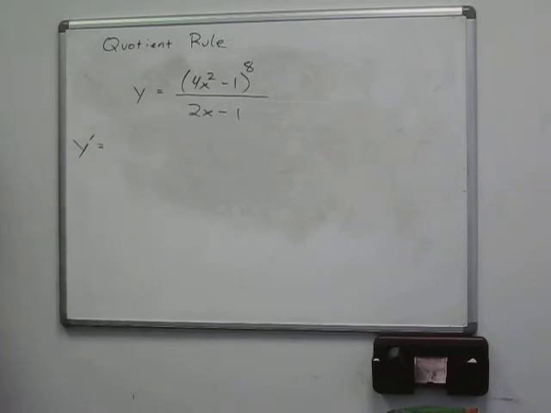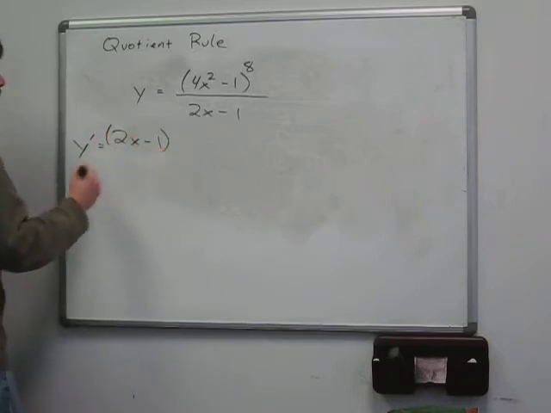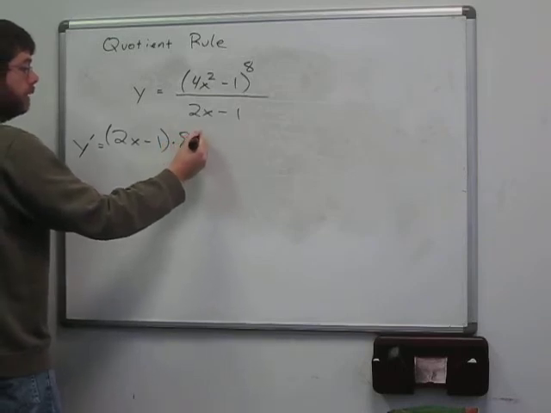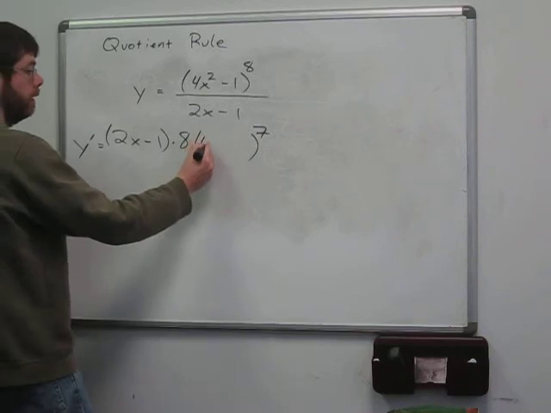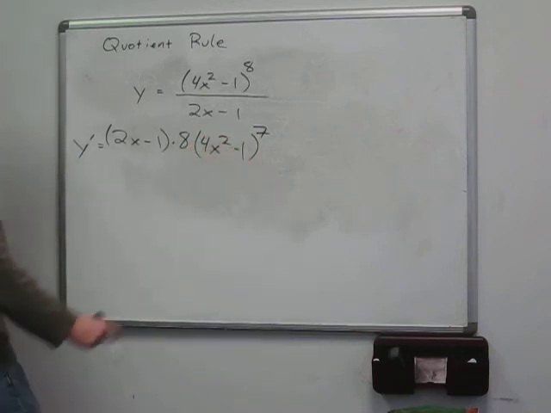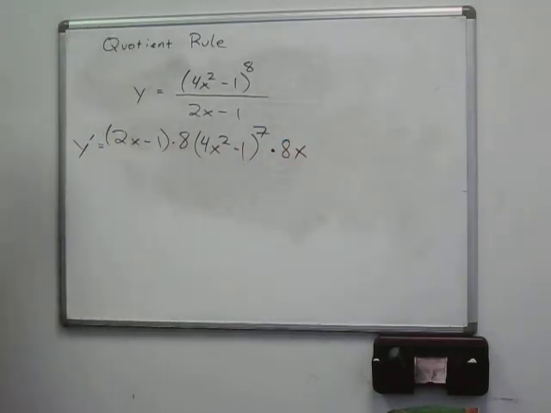So the derivative of the quotient is the bottom, 2x minus 1, times the derivative of the top. The derivative of the top: multiply by the power and subtract 1 from the power. Leave the inside alone, and then chain on the derivative of the inside. So here we'll chain on an 8x.